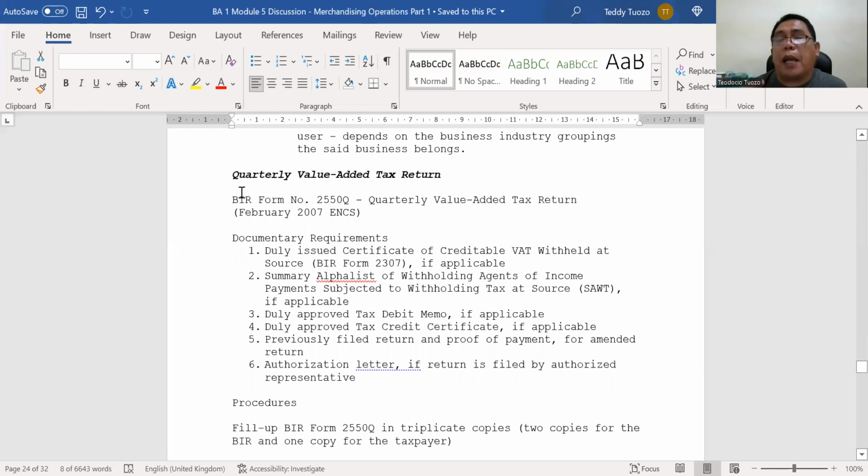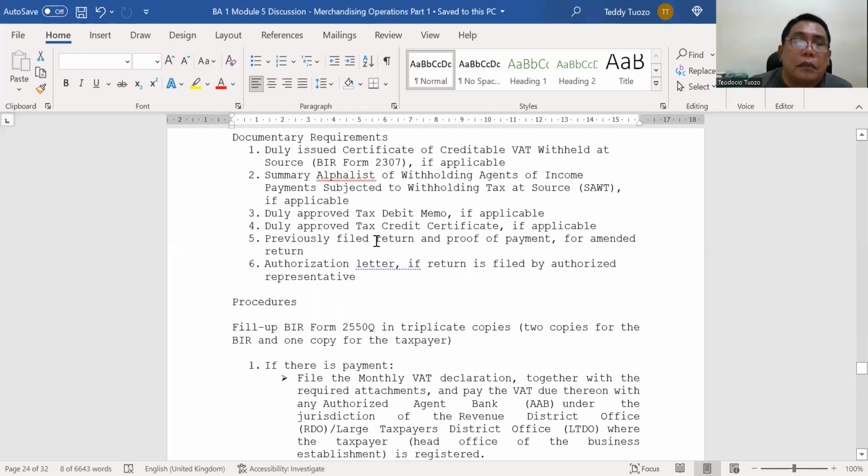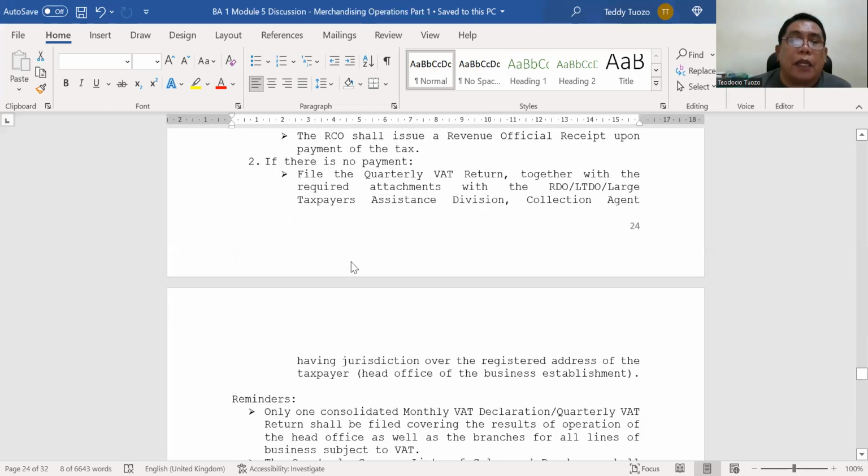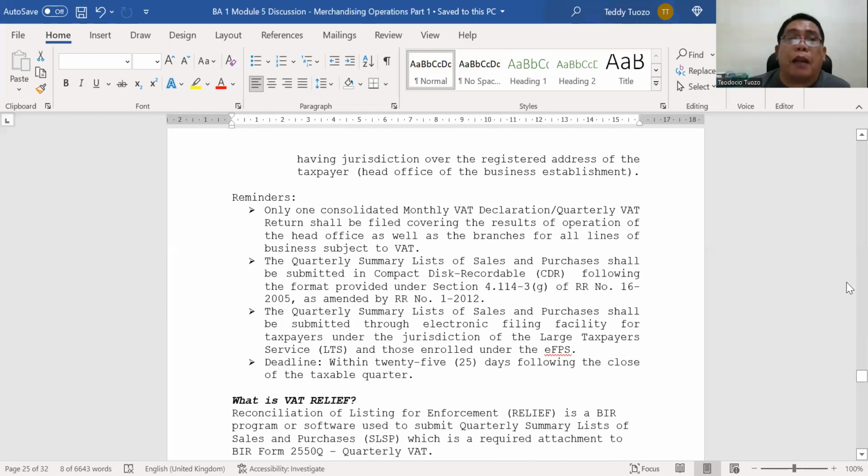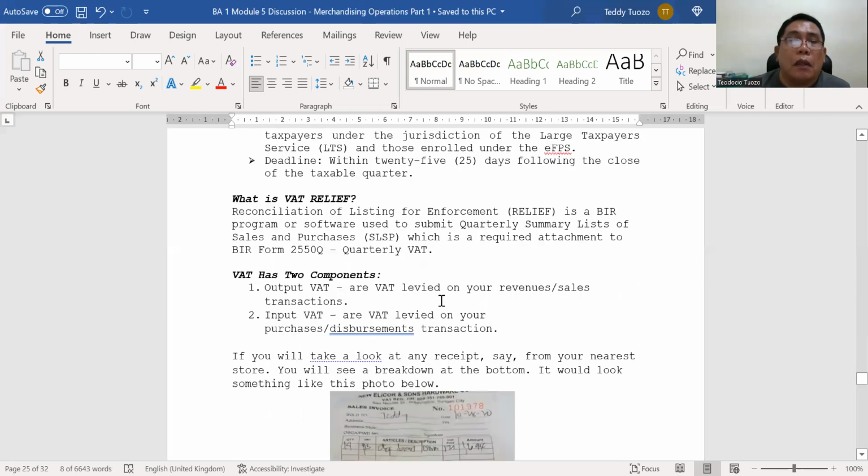Quarterly, aside from monthly, for VAT class, there would always be a quarterly value-added tax return that summarizes the 3 months of the quarter in a return. No? So again, you're given instructions on how to prepare the form. What is the tax relief?